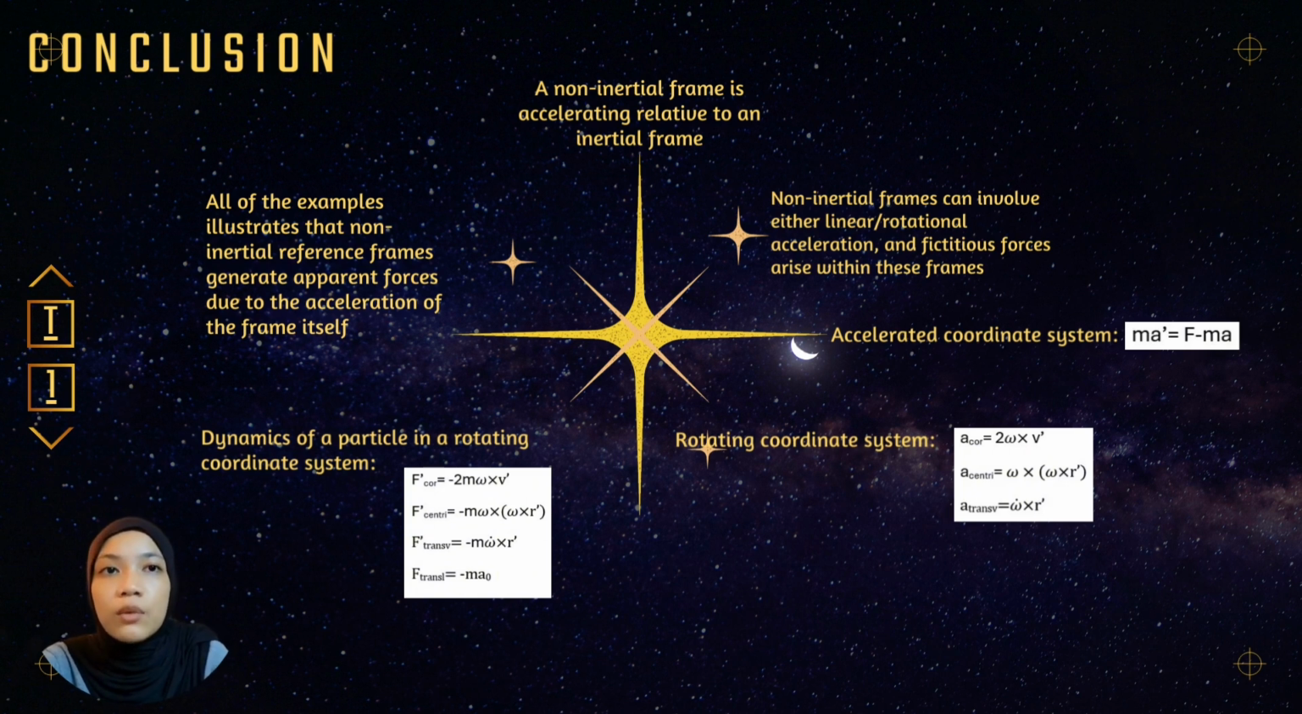Through the example that was mentioned earlier, all of it illustrates that non-inertial reference frames generate apparent forces due to the acceleration of the frame itself. So understanding fictitious forces is important to accurately describe motion in a non-inertial system.